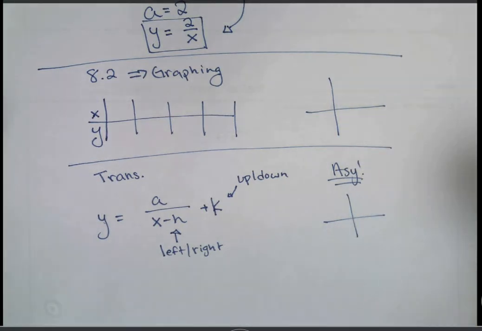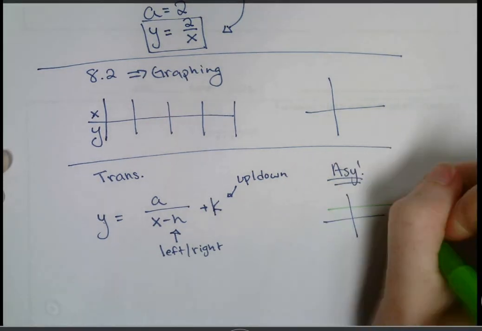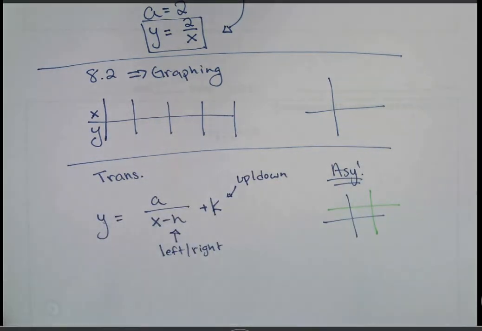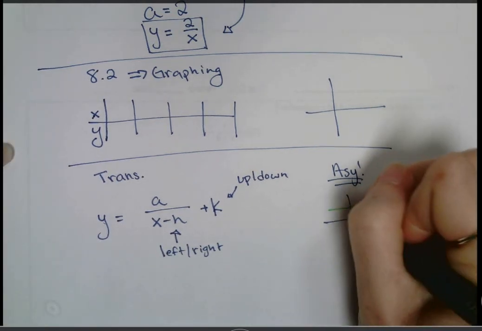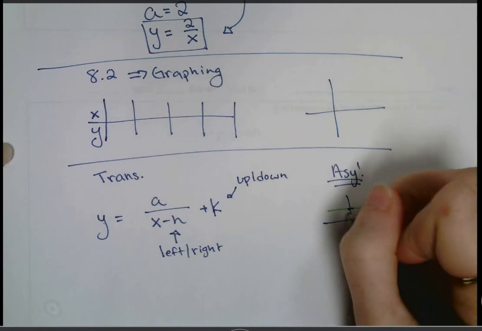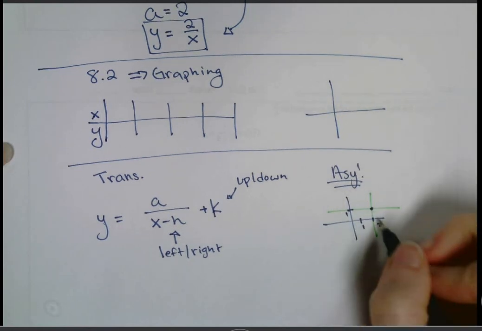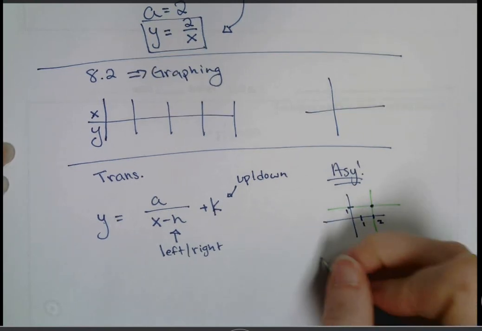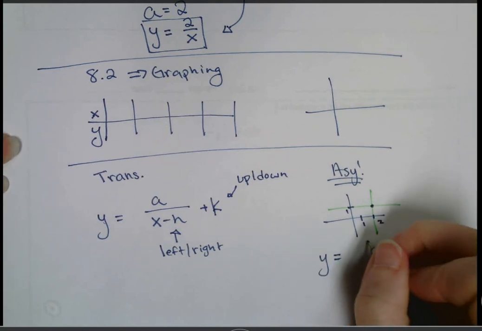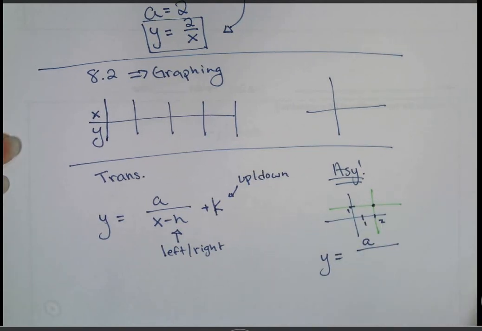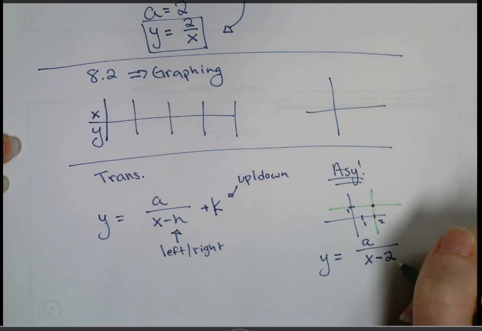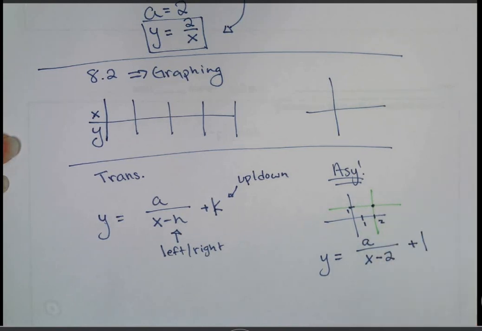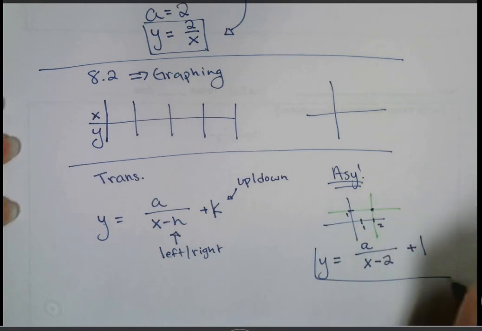But say I have some graph and my asymptotes are actually here. Well, how far did it move? Let's say this is at 1, 2. And this is just 1. Well, it moved to the right 2 and up 1, so my equation will look like y equals, I don't know my a value, but a divided by x minus 2, because remember, you have to switch the sign, out here plus 1, because it went up 1 unit. That would be my equation.